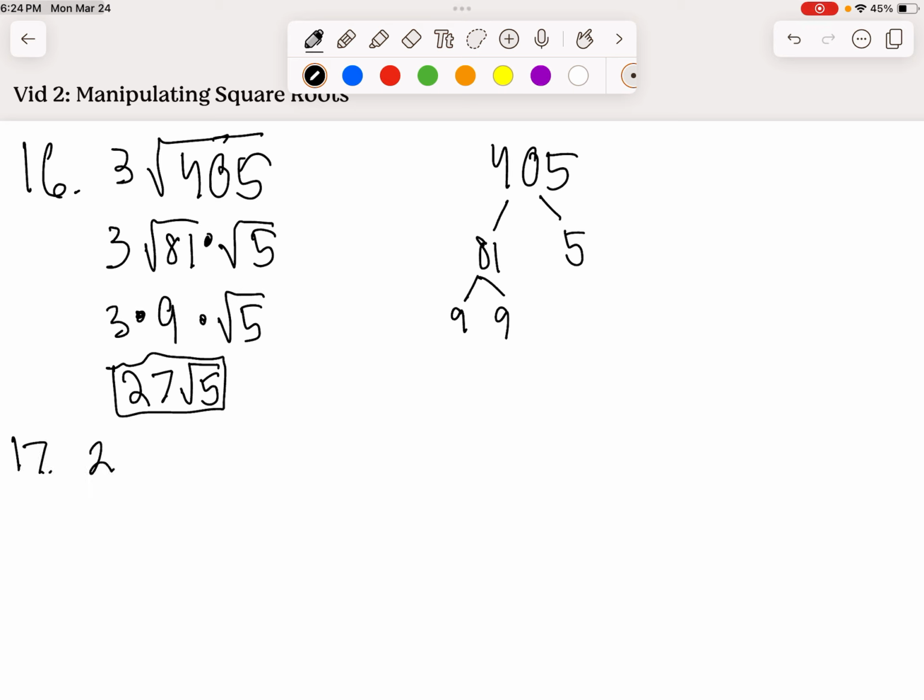Same principle applies to 17, which is 2 times the square root of 36. 36, break it up to 6 times 6. 6 times 6 will get you 36. AKA, square root of 6 times square root of 6. Square roots cancel out. 2 times 6, 12.